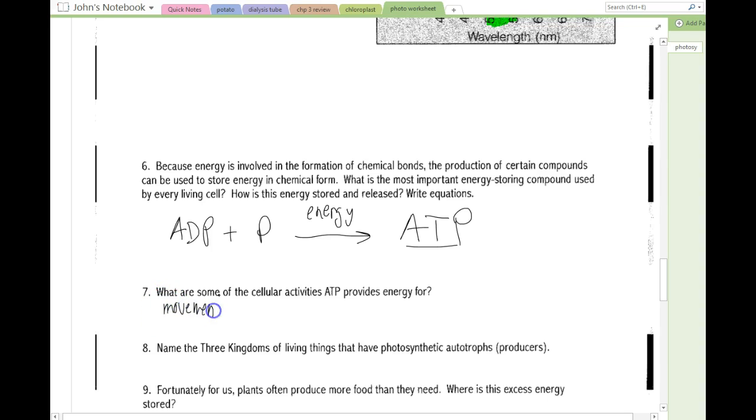Movement, cell transport, cell division, active transport. Lots of things. We need energy for all cell activities.